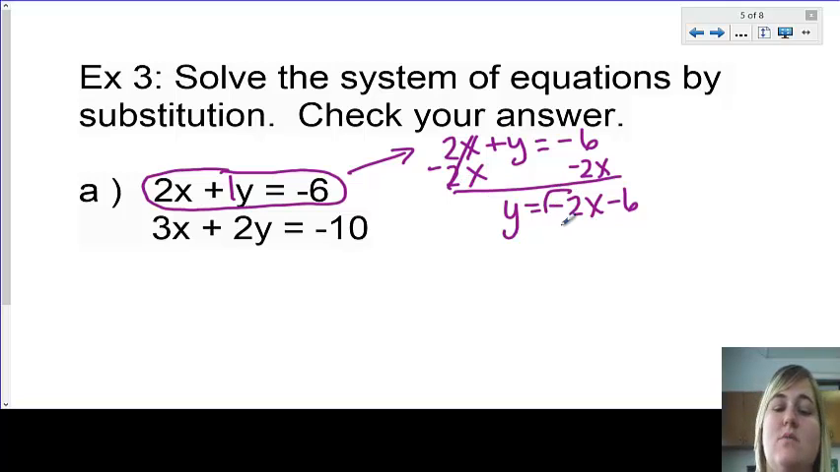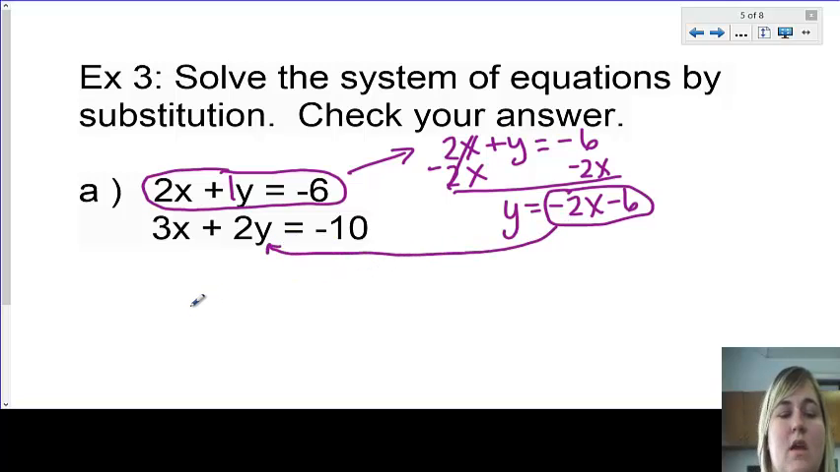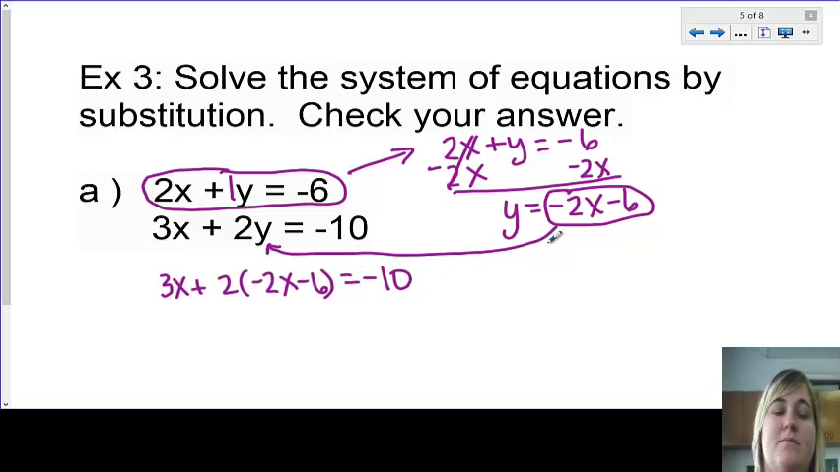So I'm going to take this expression that y is equal to, and I'm going to plug it in over here. So I have 3x plus 2. Instead of y, I'm going to put negative 2x minus 6. And that has to be equal to negative 10.